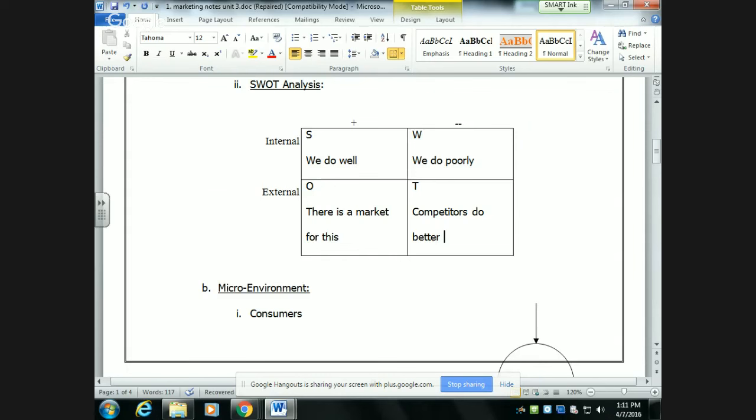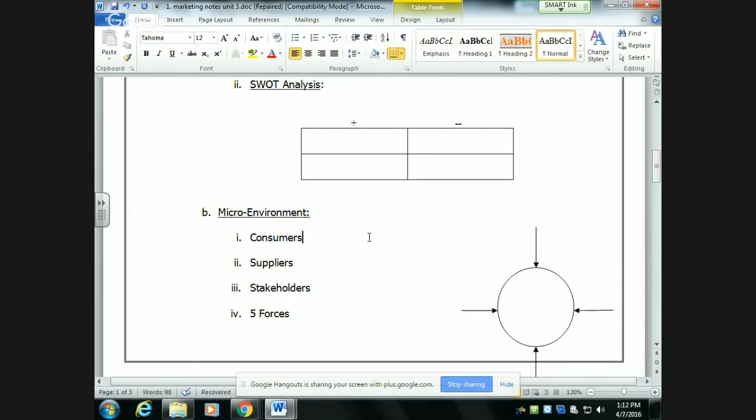Okay, so in a nutshell, SWOT, strengths, stuff we do well. Weaknesses, we do poorly. Opportunities, don't do but could. And threats, our competitors do better than we do. Okay, so that's the SWOT in a nutshell. All right, that'll kind of move us into the micro environment here.